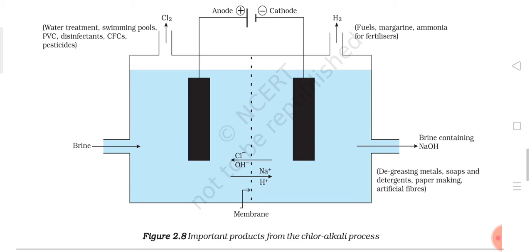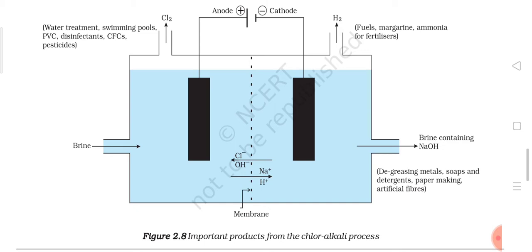So in total we have 4 ions present in the electrolyte. 2 are positive ions whereas 2 are negative ions. The 2 negative ions are the chloride ion and the hydroxide ion. The 2 positive ions are the sodium ion and the hydrogen ion. So as you can see, they have shown this.